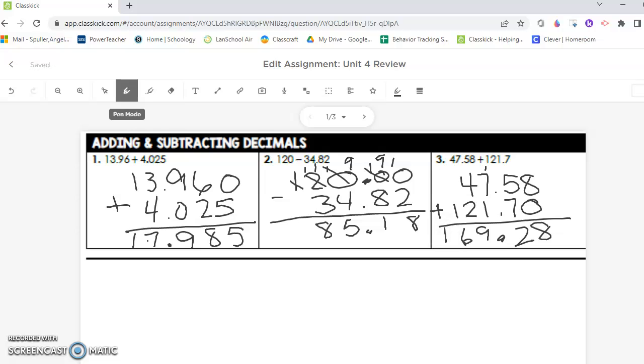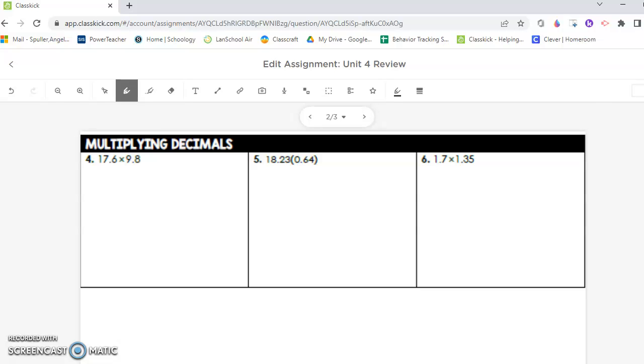Good job. Okay, on this slide, we're multiplying. Go ahead and pause the video and multiply these three. Make sure if you can't remember what to do with the decimals that you look back at your notes and then come back and see if you got it correct. All right, for this first one, we said 17.6 times 9.8.